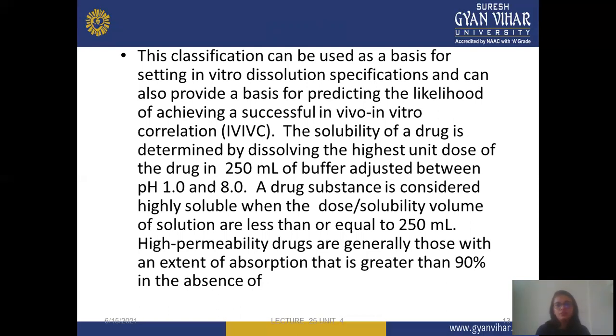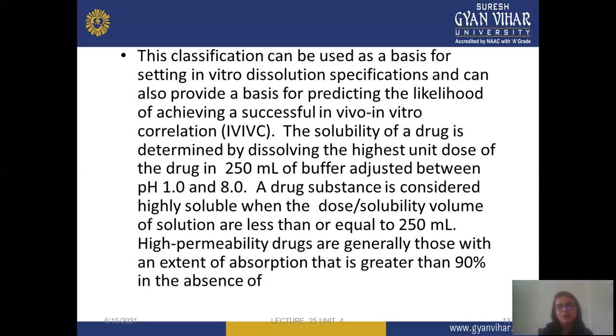The solubility of a drug is determined by dissolving the highest single dose of the drug in 250 ml buffer adjusted between pH 1 to 8, so you can say that BCS classification is performed under particular required pH conditions. Mainly the pH condition is 1 to 8, and the volume of buffer taken is 250 ml. A drug substance is considered highly soluble when the volume of solution needed to dissolve the dose is less than or equal to 250 ml.